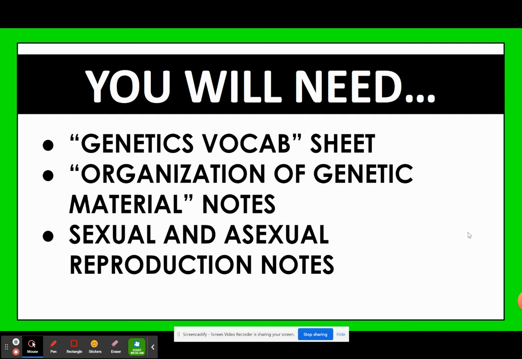So the first thing that you need to do is get out your binder and make sure that you have these notes. You need a refresher. You need to look over all of these: your genetics vocab sheet, your organization of genetic material notes, your sexual and asexual reproduction notes, and I forgot to list it, but those mutation notes as well.